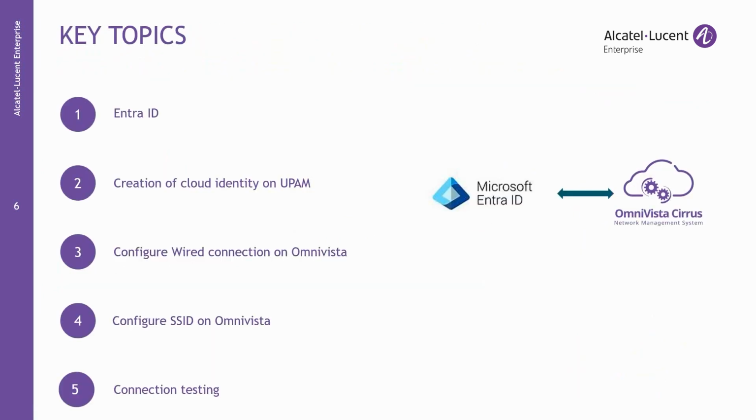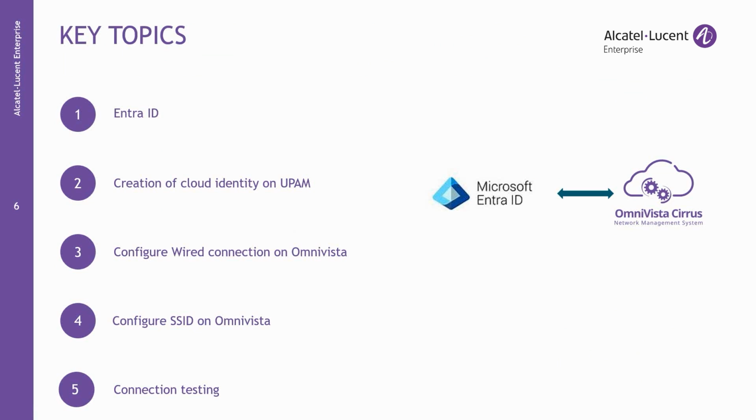In this demonstration, we will walk through the configuration of Entra ID and retrieve the necessary parameters to create a cloud identity within UPAM on OmniVista. We will then verify the REST API connectivity using Postman and proceed to configure both wired and wireless authentication using the cloud identity. And finally, we will run a complete test to validate the entire setup.